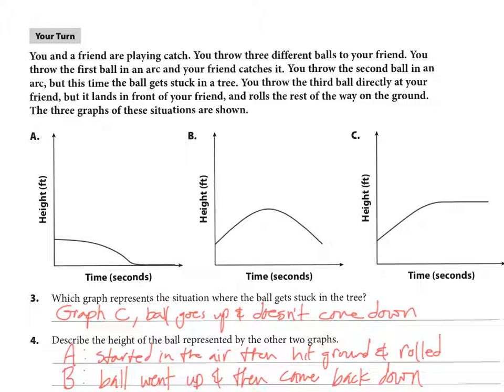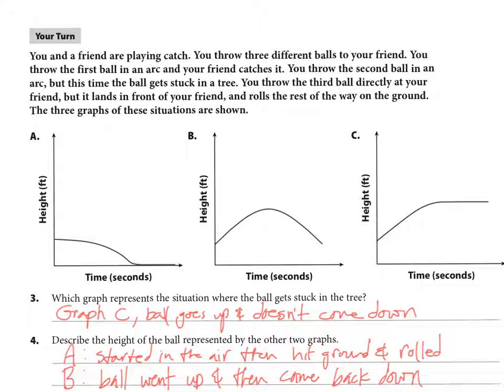Okay, so question 3, which graph represents the situation where the ball gets stuck in the tree? Everybody should have put graph C. Because if it gets stuck in the tree, the ball goes up, but never comes back down. So the height just stays up there. Question 4, describe the height of the ball represented by the other 2 graphs.